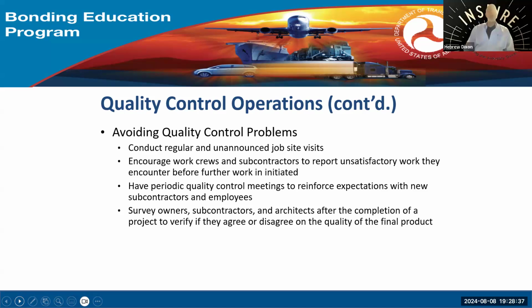Encourage work crews and subcontractors to correct unsatisfactory work, where they are held accountable before further work is initiated. My point is, if you drill down to the reality of everybody goes home safe, the point of report is that's the thing. Report unsatisfactory work efforts so it cannot be repeated. Have periodic quality control meetings to enforce expectations. I would even dare to say, put that on your meeting agenda. You know, how do we do better? What's quality control? Those kinds of things make sense.